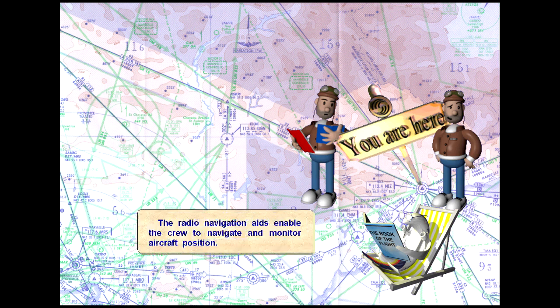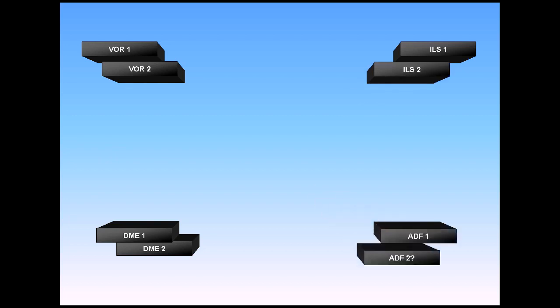The radio navigation aids enable the crew to navigate and monitor aircraft position. The A320 is equipped with 2 VORs, 2 DMEs, 2 ILSs, 1 or 2 ADFs, depending on the airplane. GPS-equipped aircraft have no ADFs. Each DME is in reality a 5-channel time-sharing unit. One channel is associated with the VOR, one with the ILS, and the others are used for navigation.